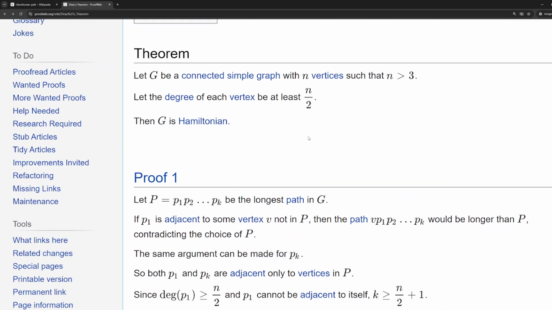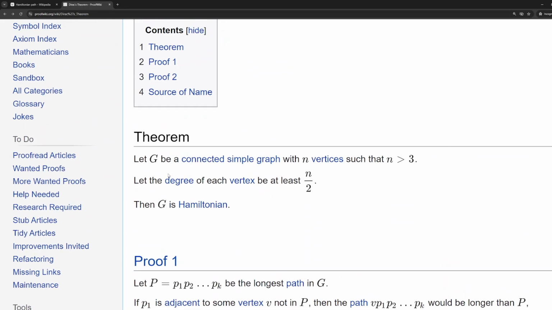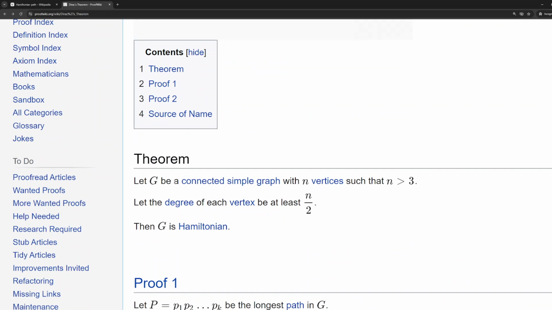this is actually incorrect. First, even the statement is incorrect. It assumes that it's a connected graph. Everything else is correct. So for a connected graph on n vertices, if the degree of each vertex is at least n over 2, then this graph is Hamiltonian. But the actual statement of Dirac's theorem doesn't assume connectedness.